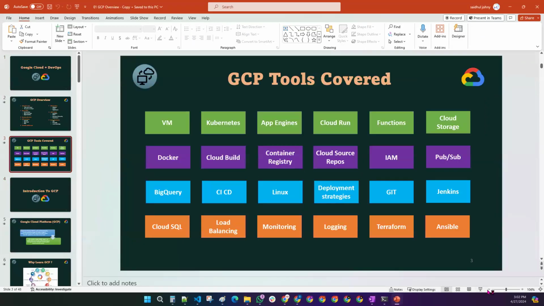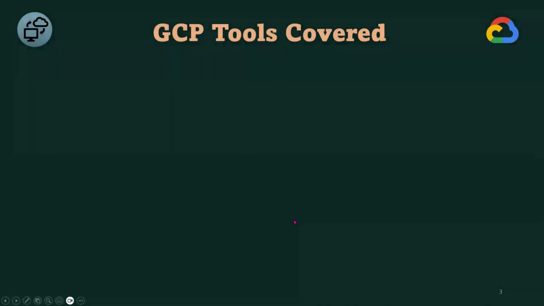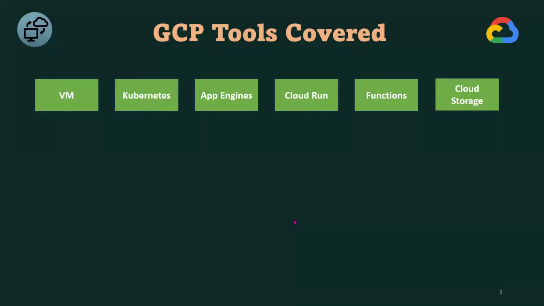Yes, so these are the tools that we are going to cover for GCP plus DevOps, guys. For this GCP DevOps course, we are going to cover all of these tools. You can look at here. We are going to cover virtual machines, Kubernetes, App Engine, Cloud Run, Cloud Functions, and Cloud Storage. These are the first set of services that we are going to cover.